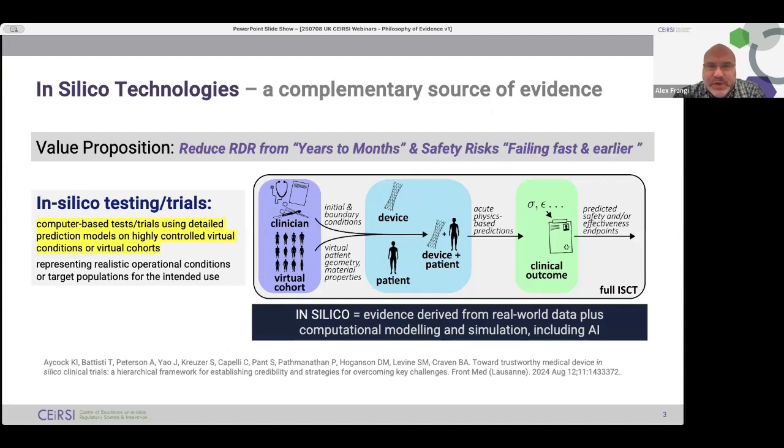On the other side, we have what we call in-silico technologies, or more specifically in-silico testing. We can refer to preclinical phases or to clinical trials if we're thinking in the clinical context, which has as an objective to reduce the research, development, and regulation, ideally from years to months, and to improve safety by failing fast and failing earlier. And this is not seen as a replacement necessarily of all of the other sources, but more as a complementary source of evidence.